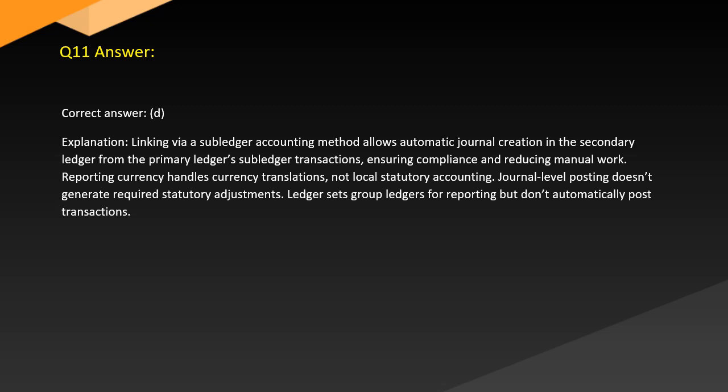Answer. Correct answer, D. Explanation. Linking via a subledger accounting method allows automatic journal creation in the secondary ledger from the primary ledger's subledger transactions, ensuring compliance and reducing manual work. Reporting currency handles currency translations, not local statutory accounting. Journal level posting doesn't generate required statutory adjustments. Ledger sets group ledgers for reporting but don't automatically post transactions.